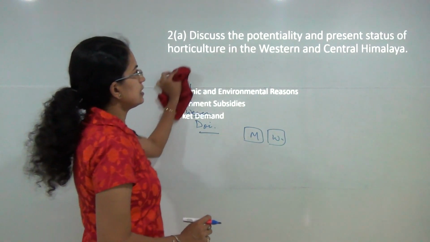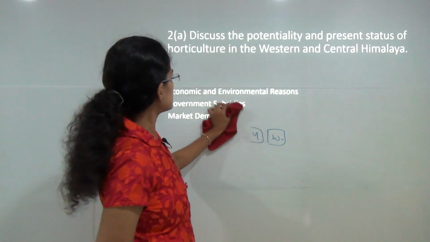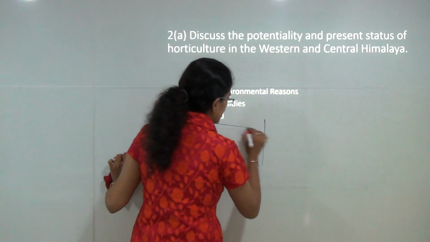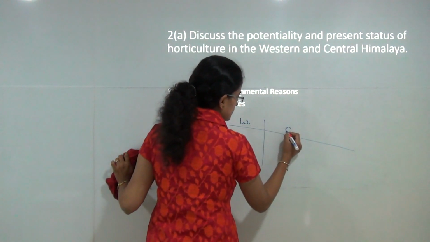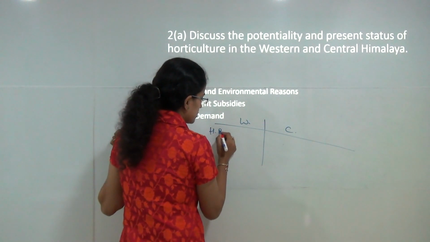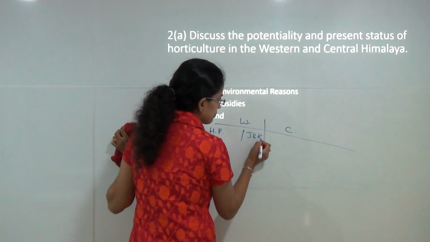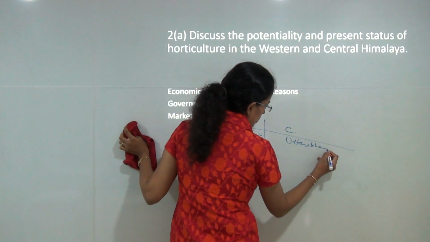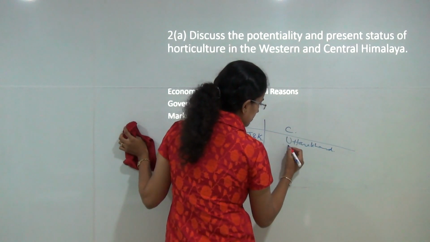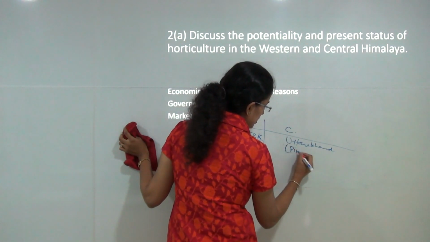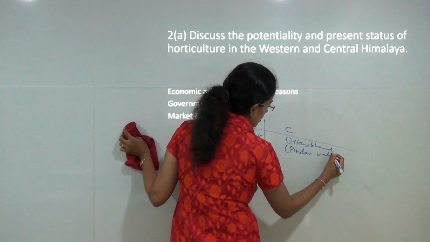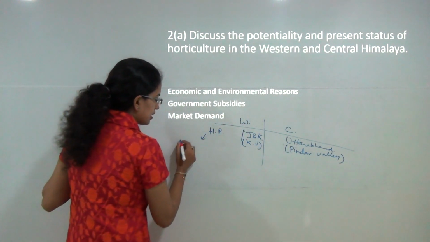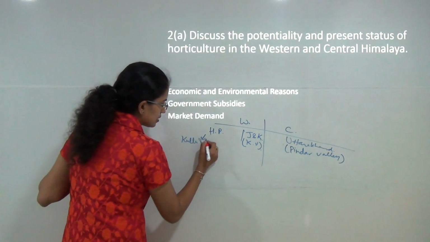The next is the potentiality and present status of horticulture in western and central Himalayas. Now to understand this, we can divide the Himalayas into western and central. Under western I will include Himachal Pradesh and Jammu and Kashmir. Under central we will include Uttarakhand or Uttaranchal. When we talk about central Himalayas, in Uttarakhand the main area is the Pindar Valley. When we talk about Jammu and Kashmir, it's mainly the Kashmir Valley. Under Himachal Pradesh, it's mainly the Kullu and Kinnaur region.